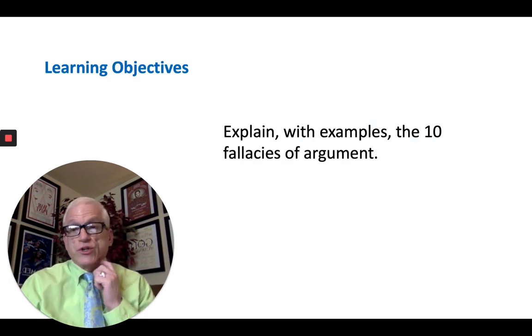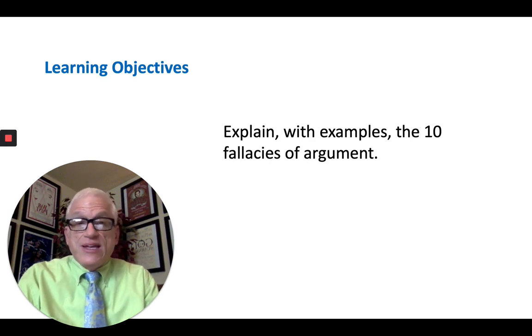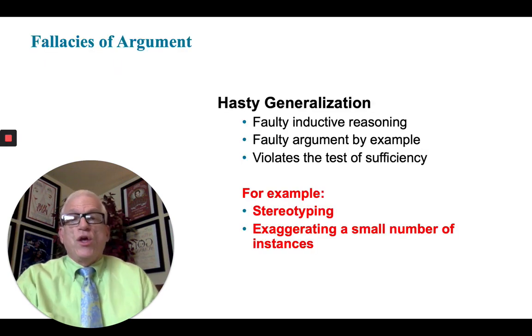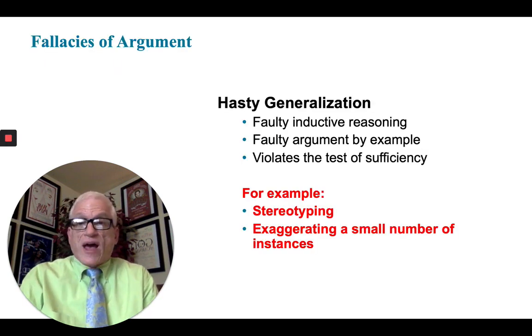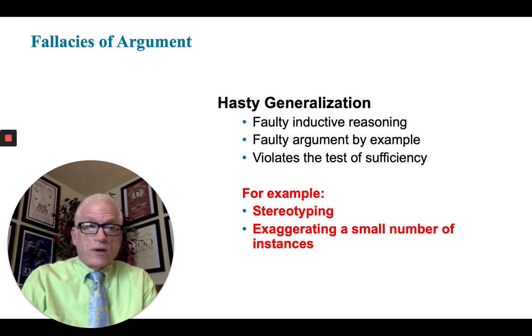So the first thing we're going to do is explain each of those 10 fallacies of argument, and I'm going to give you some examples for those. So the first logical fallacy is what we call the hasty generalization, or when I was in speech and debate, we used to abbreviate this to the hasty G.